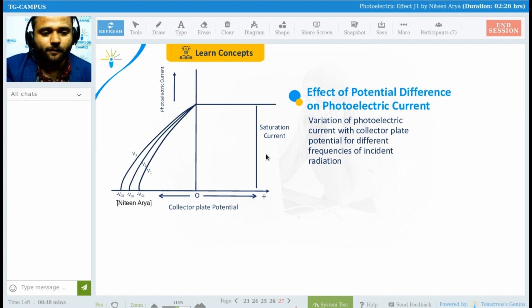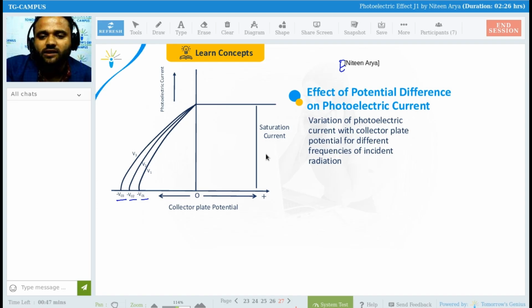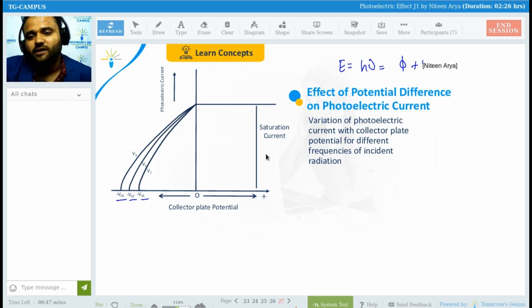So this is the same equation. For different stopping potentials, you can see that the current is going to be saturated after some time. Why so? Because even if it is different, after a certain point the kinetic energy is going to be fixed, once we give E equals h nu, that is phi naught, or you can say phi plus KE. Okay, so saturation is going to be reached.